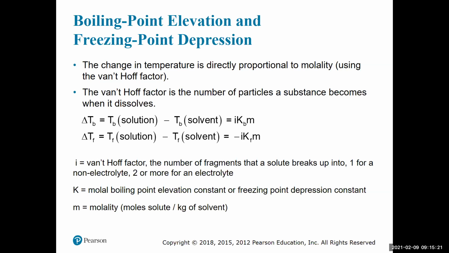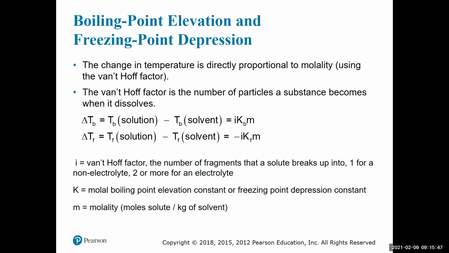If it does dissociate, so if it is an electrolyte, it's going to be at least 2, and depending upon the stoichiometry of the molecule, it could be more. In the sodium chloride example, like I said, it would be 2: 1 sodium ion, 1 chloride ion. But it could be more depending upon what the ion is made of, what that stoichiometry is.